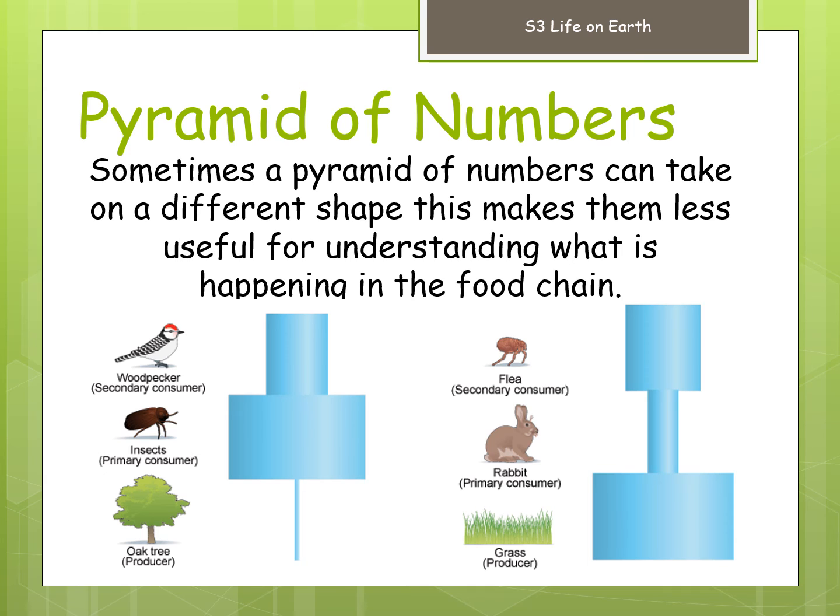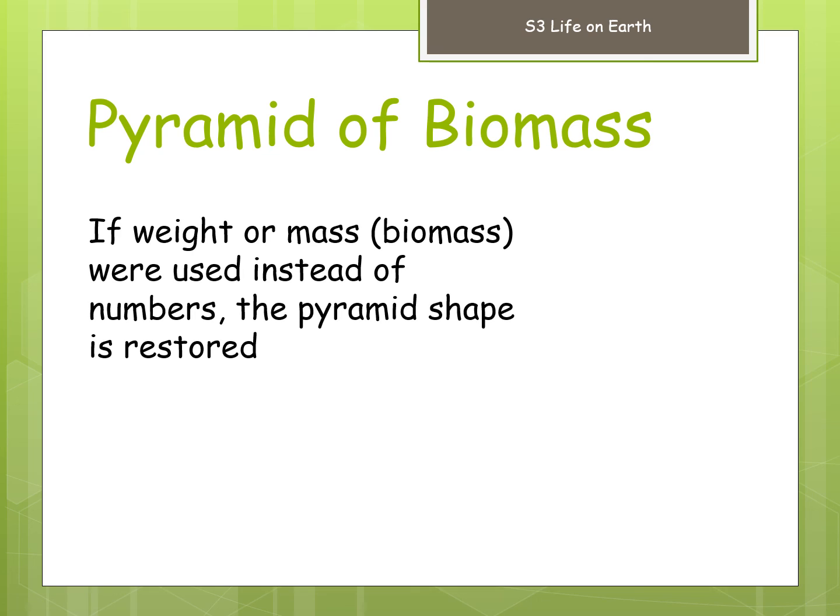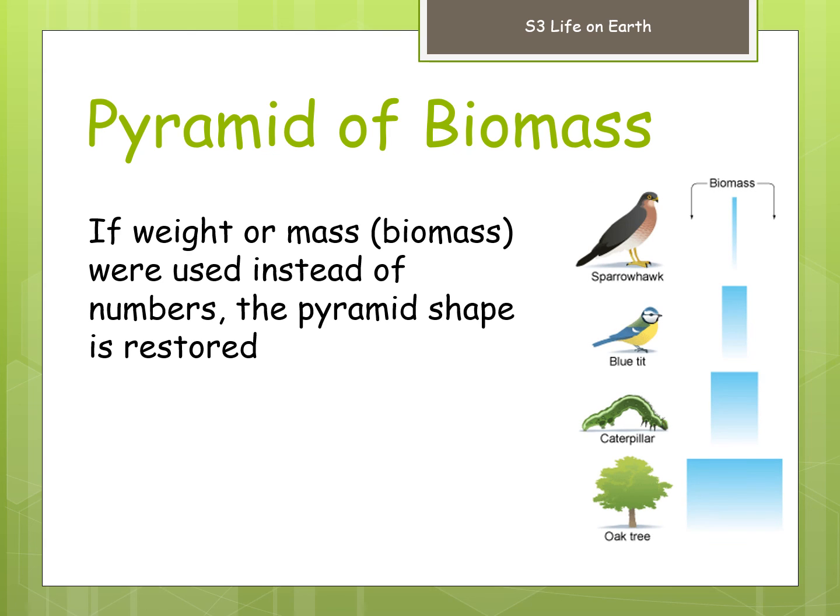So we've got a way around that. And that's a pyramid of biomass. If weight or mass, so mass of biological material or biomass, is used instead of numbers, the pyramid shape is restored. So there's an example. It's not quite the same as the previous ones, but as you can see, our oak tree down at the bottom is now a bit more of a normal shape because we're measuring the biomass of one oak tree rather than just the number. So it goes in the standard pyramid shape up here.